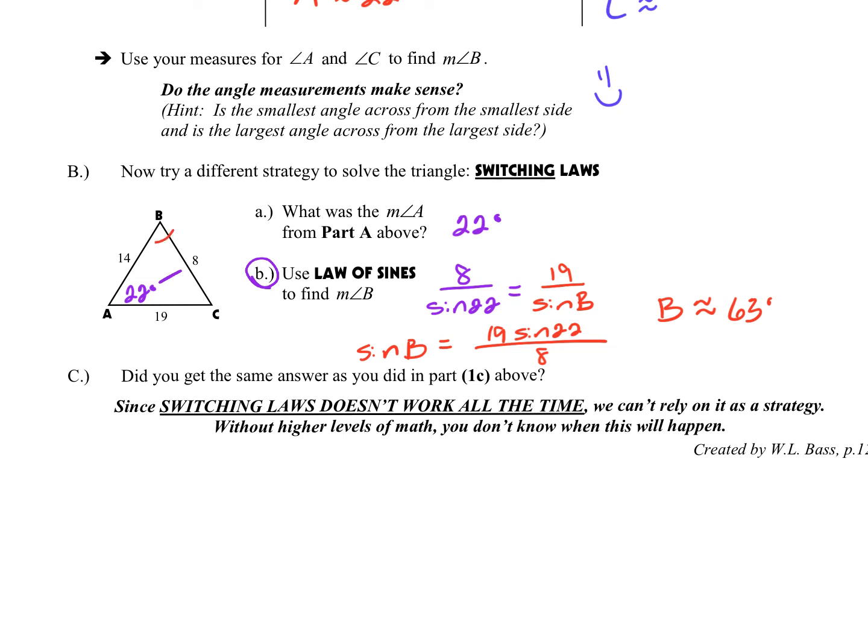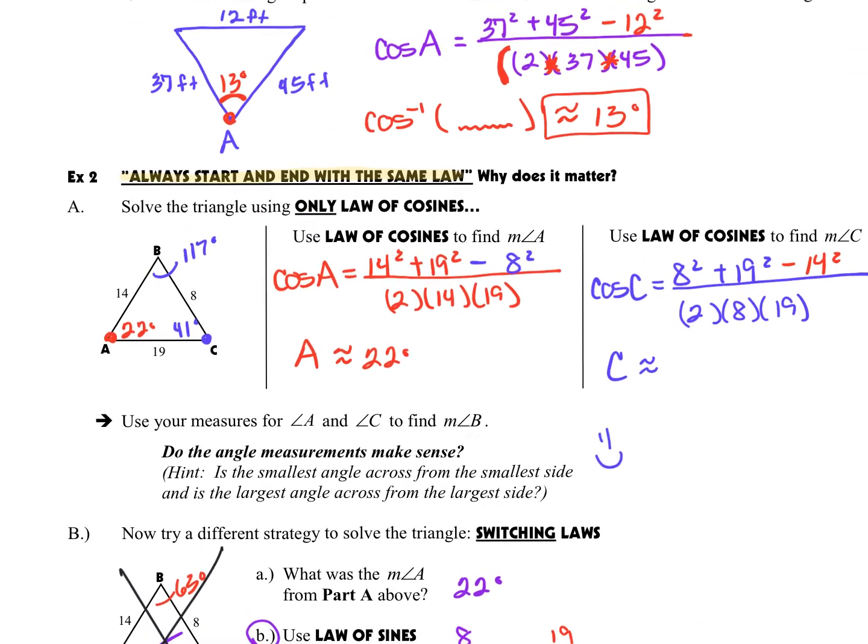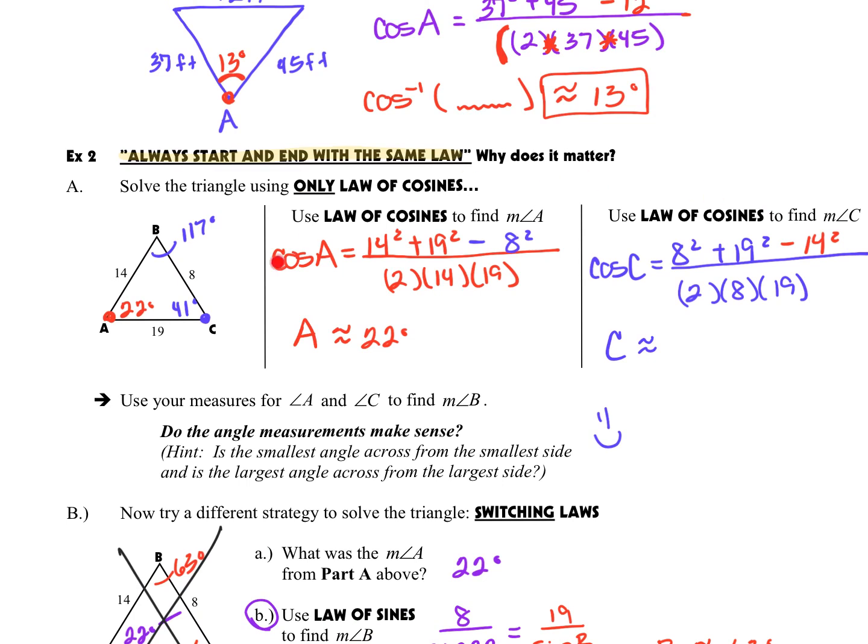Well, if angle B is 63 degrees, then that would make angle C 95 degrees, and this does not make any sense at all. The biggest side is no longer across from the biggest angle, and the whole thing falls apart. So, switching laws and switching to law of sines is not a method that you should do, because you could at any time end up with this crazy problem. You always want to start and end with the same law, and if you do that, you will always get the right answer. You won't have any crazy problems.